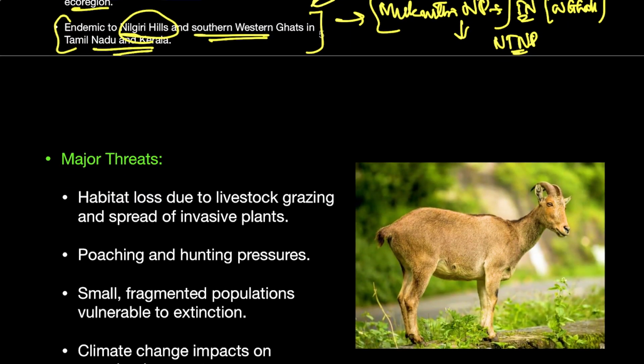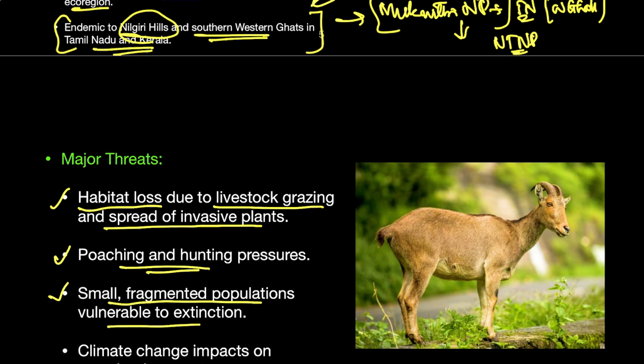Well, talking about the major threats, one is habitat loss due to livestock grazing and the spread of invasive plants. Second is poaching and hunting, very obvious. Third is small, fragmented populations vulnerable to extinction because of the very small population. It is very much prone to becoming extinct.